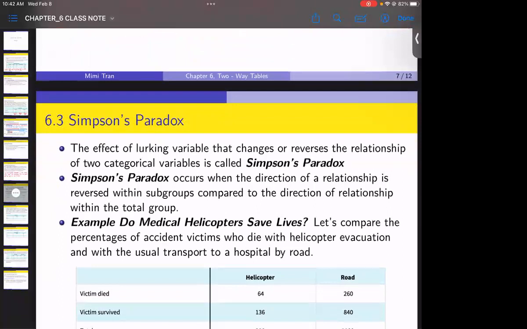Simpson's paradox studies the effect of the lurking variable or the confounding variable and how it affects the relationship between two categorical variables. So the effect of a lurking variable that changes or reverses the relationship between two categorical variables is called Simpson's paradox. That means your marginal distribution tells you one thing, and your conditional distribution tells you other things. That's the paradox, right? They're not consistent. And why is that? Because of the lurking variable. And that's called Simpson's paradox. Okay.